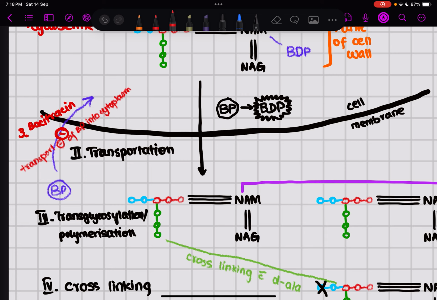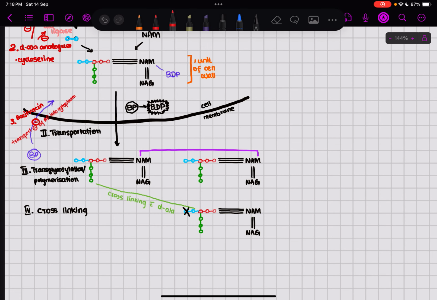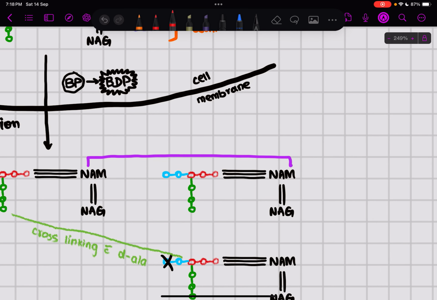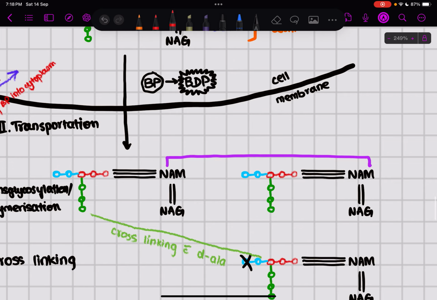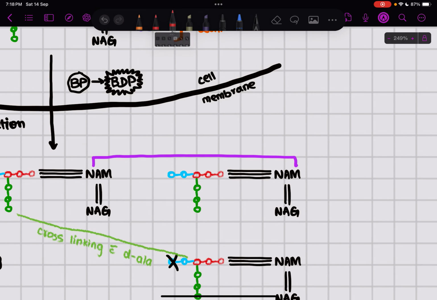Then the fourth one. What is the fourth one? The fourth one is transglycosylation. It is done by the enzyme. I have missed the enzyme. I need to write the enzyme now. The enzyme is peptidoglycan glycosyl transferase, and this one is blocked by vancomycin.